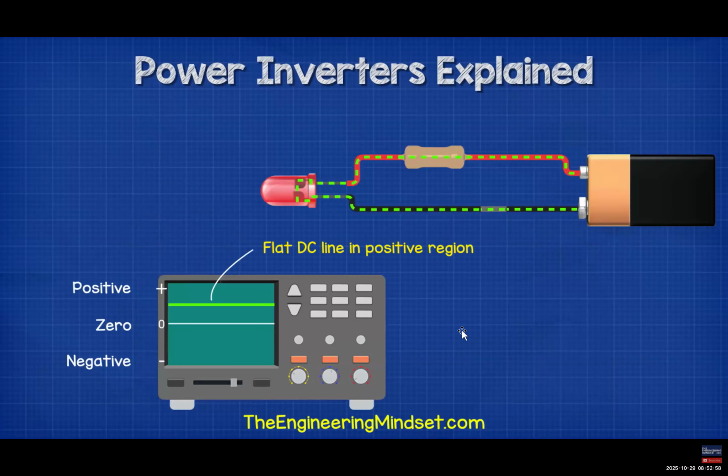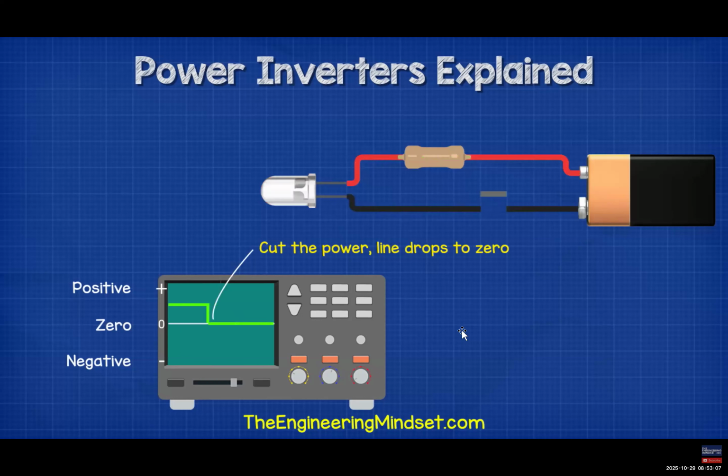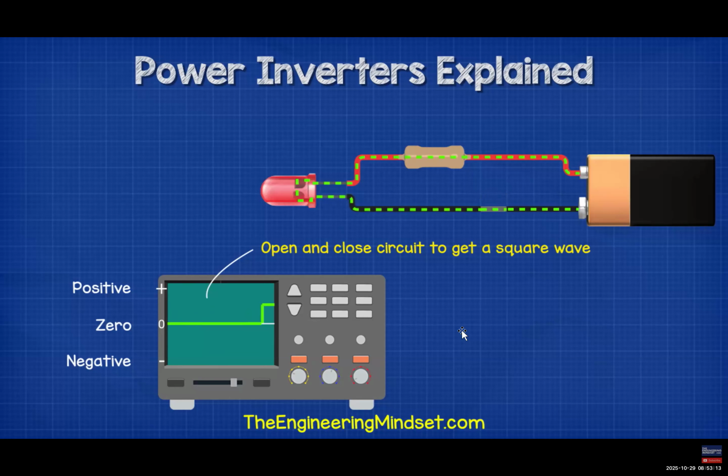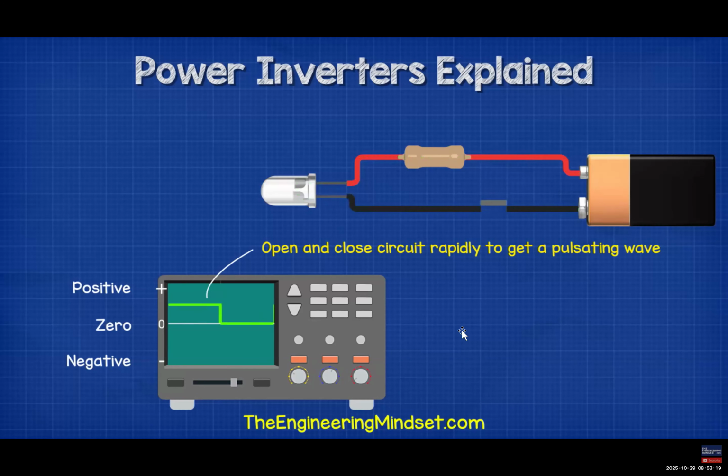When we use an oscilloscope to look at the electrical waveform for DC, we get this flat line at the maximum voltage in the positive region. If we were to cut the power, then the line will drop to 0. If we turn the power on and off repeatedly, then we get a square wave pattern between 0 and maximum. But if we were to pulse the switch to open and close over different lengths of time, then we would get a pulsating pattern.